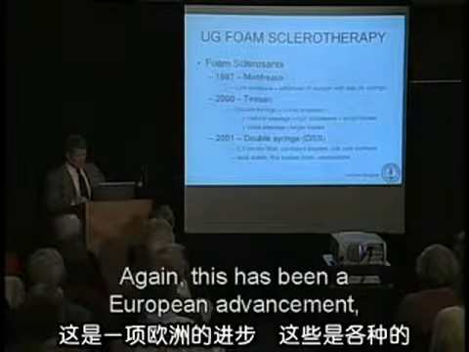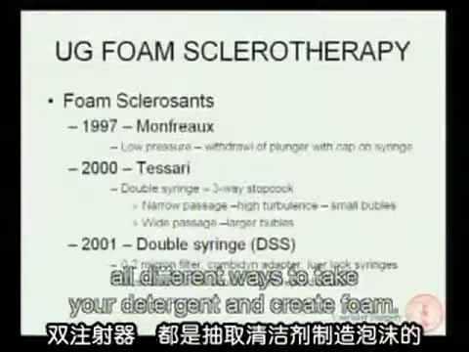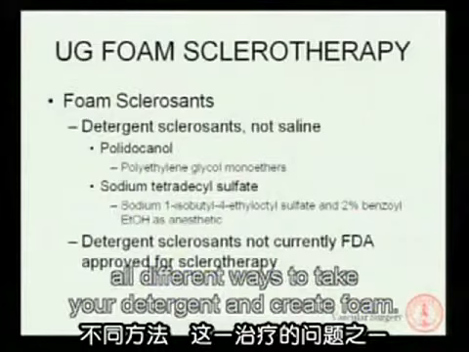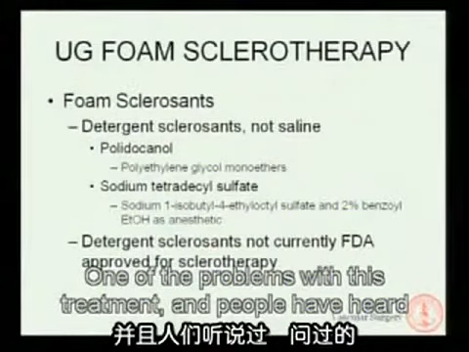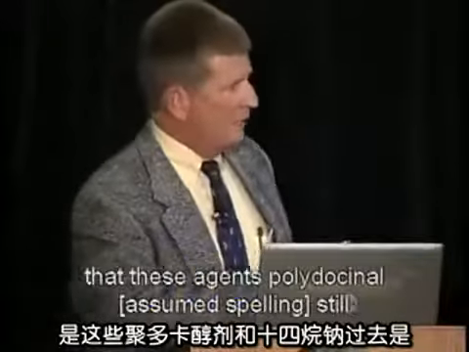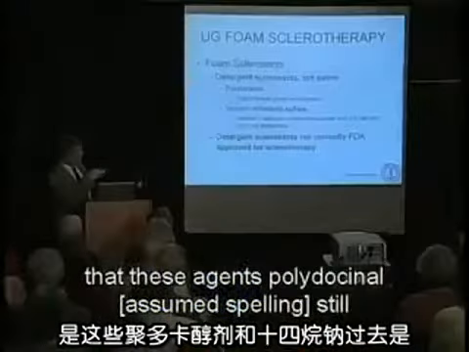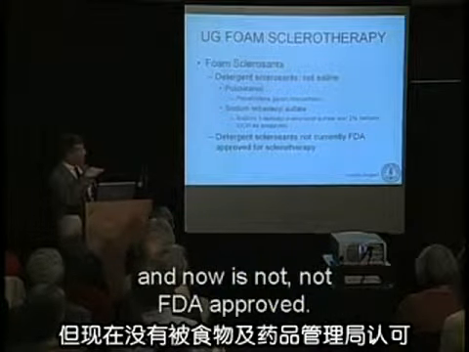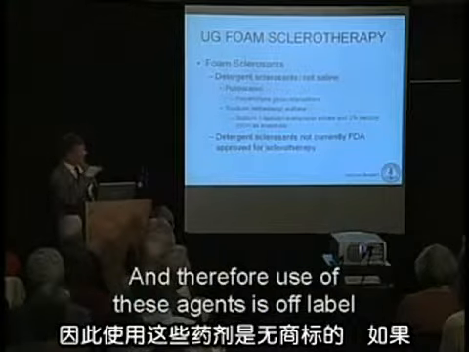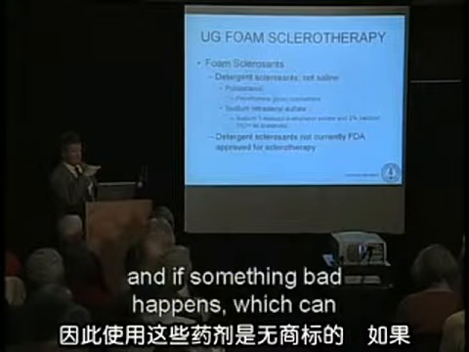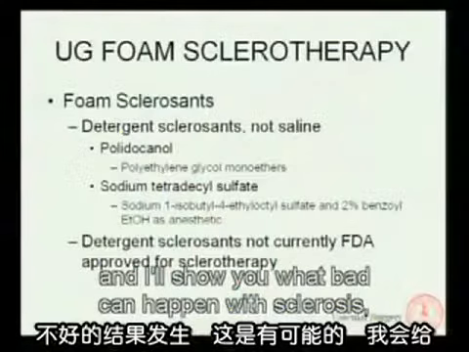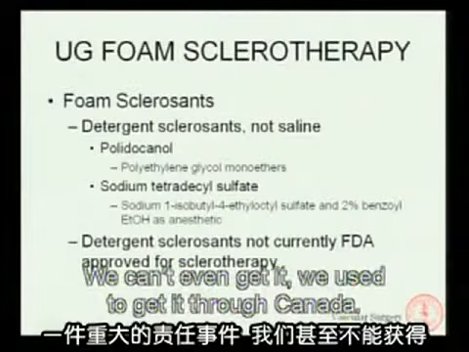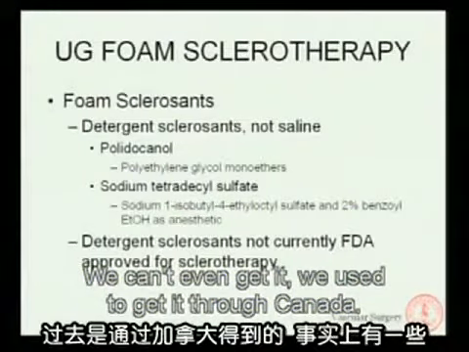Again, this has been a European advancement. These are the various methods, the double syringe, the Tessari, all different ways to take your detergent and create foam. One of the problems with this treatment, and people have heard about it and they ask for it, is that these agents, polidocanol still, and sodium tetradecyl sulfate was and now is not FDA approved. And therefore, use of these agents is off-label, and if something bad happens, which can, and I'll show you what bad can happen with sclerosants, it's a significant liability issue. You can't even get it. We used to get it through Canada.